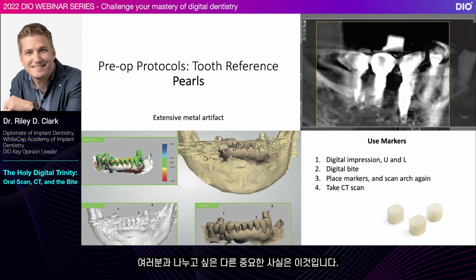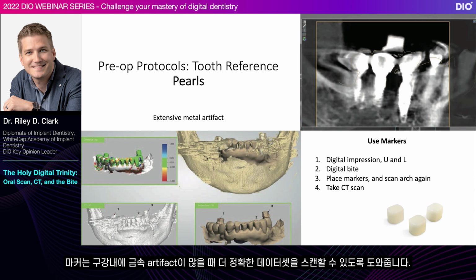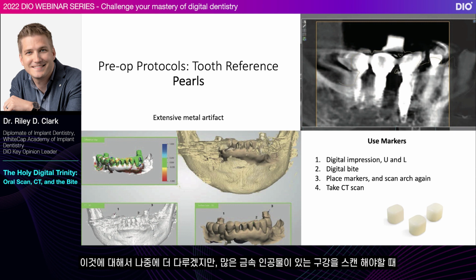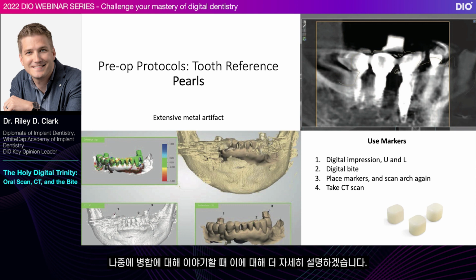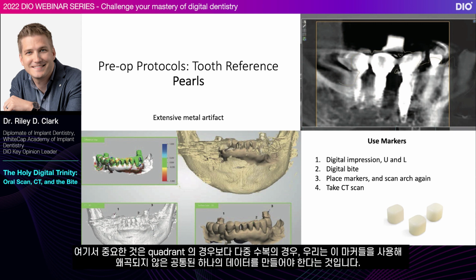Another pearl I want to share with you: sometimes these things called markers are needed. Markers are a helpful tool when scanning to help provide a more accurate data set when there's a lot of metal artifact. I'll talk about this more a little bit later, but know that when there's excessive metal artifact in the mouth, these markers can be used to create a more clear image so that the laboratory can properly align the two data sets. We'll talk more about this later when we talk about merging. But the pearl is that when there are multiple restorations in a quadrant, we might need to use these markers to create a more common piece of data that's not distorted.